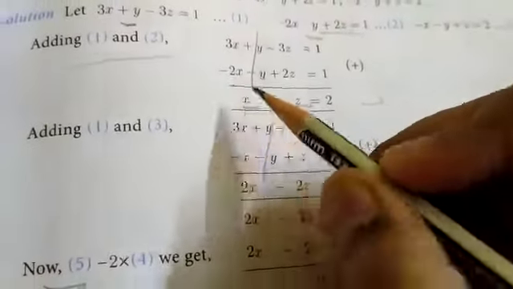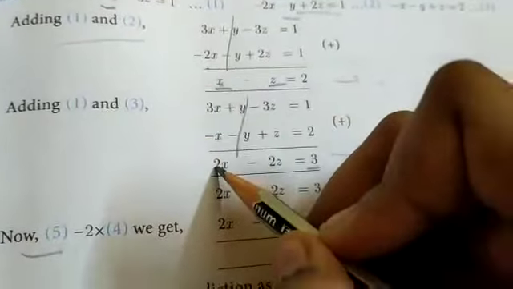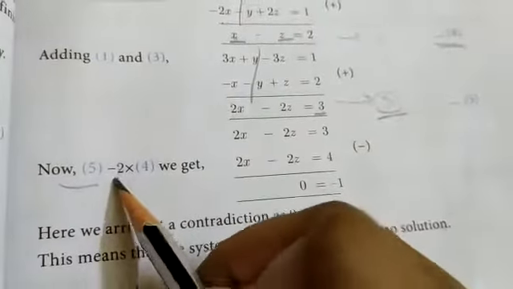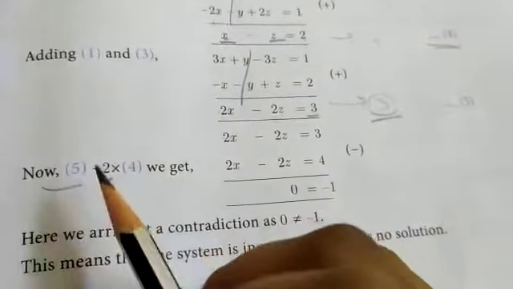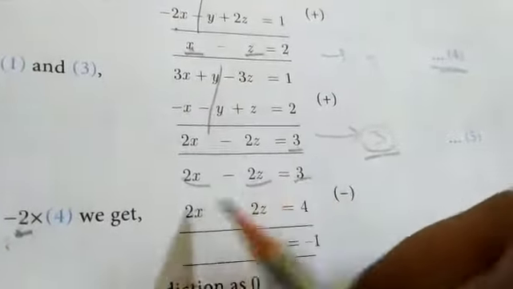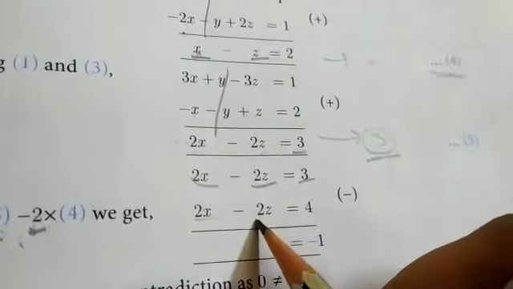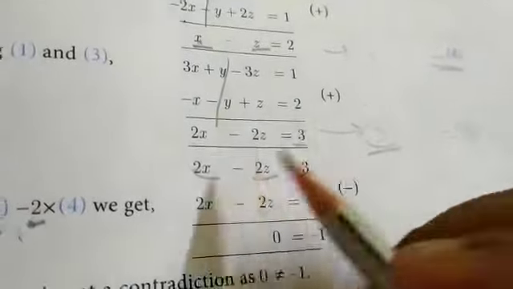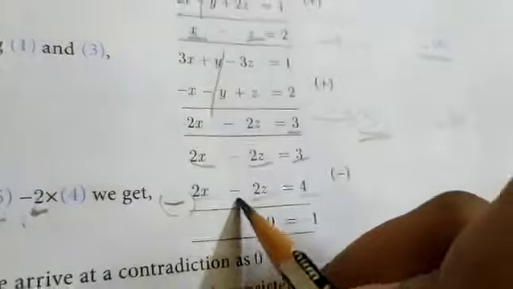So when you multiply 2 with this, you will get 2x and 2x, so you can cancel, and you will get 2z and 2z, you can cancel it easily, okay. So now minus 2, just you are doing it with minus 2, okay. Then which is 2x minus 2z equal to 3, and 2x minus 2z equal to 4, okay. So you will just change these signs, okay.